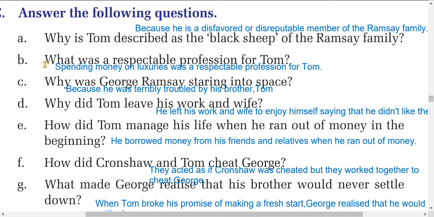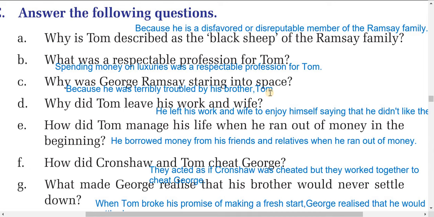Ramsay family. Now B. What is a respectable profession for Tom? Spending money on luxuries was a respectable profession for Tom. Now see, why was George Ramsay studying into space in the beginning? Because he was terribly troubled by his brother Tom. George Ramsay was studying into space because he was regularly being tortured, let's say troubled, by his brother Tom.